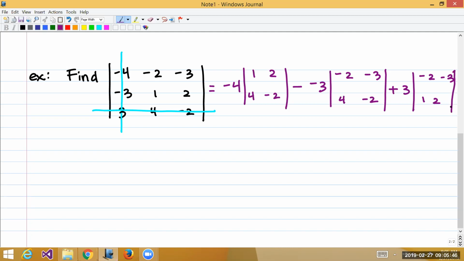Now we want to go ahead and do all the calculations. I'll move over a little bit. So this -4 and this -3 and this 3 will get multiplied to whatever the determinants are for each of these 2 by 2 matrices. So -4 multiplied by, I'm going to go ahead and put brackets. So let's go ahead and do our forward product minus our backwards product. So that'll be 1 times -2 minus, right, that's part of the formula, and then 2 times 4.